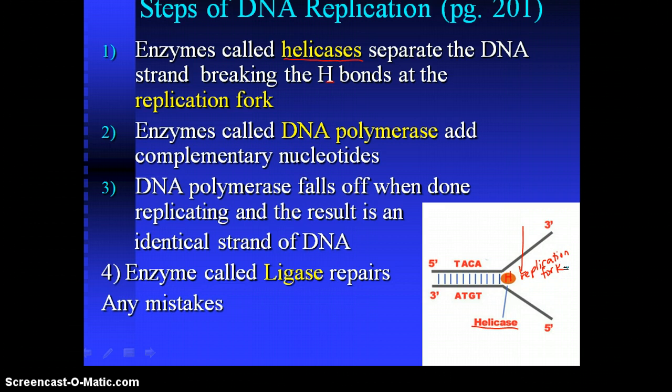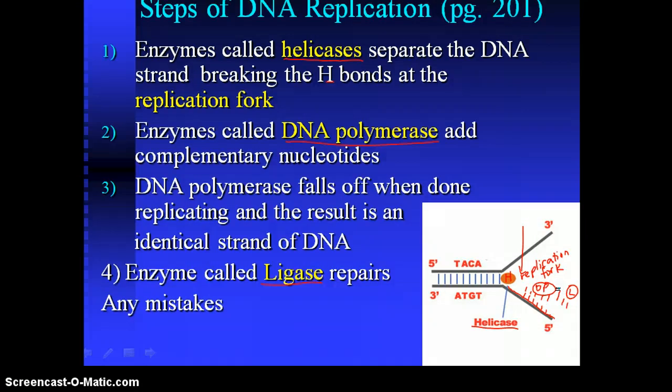At step 2, enzymes called DNA polymerase, so you do need to know that as well, add the complementary nucleotides. So you have this DNA polymerase, I'll just put DP, that comes in and starts adding the new nucleotides, the ones that would go across from this original strand. Step 3, DNA polymerase falls off when it's done replicating, and the result is an identical strand of DNA. Now, in case there's mistakes, we have the enzyme ligase. It will follow in behind, and it fixes any mistakes that happen to be there.